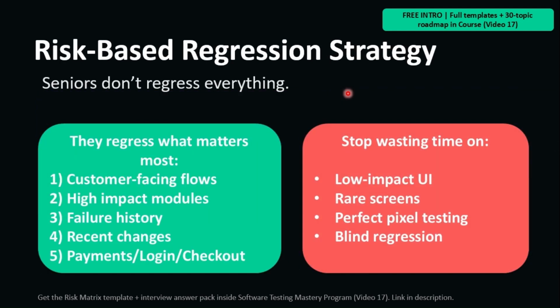This directly changes how you approach regression testing. Juniors regress everything, and seniors regress based on risk. They focus on customer-facing flows, high-impact modules, failure history, recent changes: payment, login, checkout. So stop testing everything. Test what actually matters.